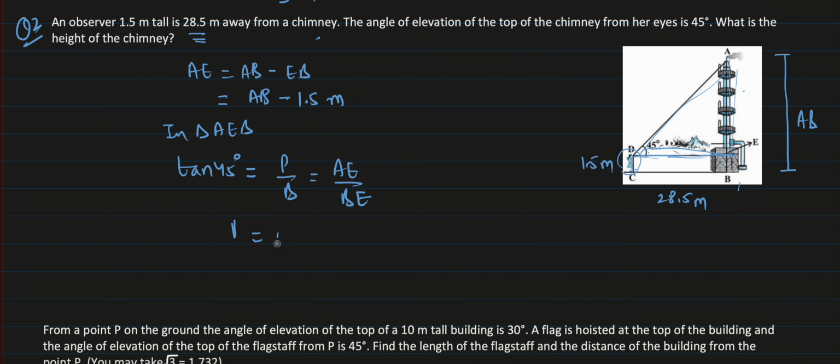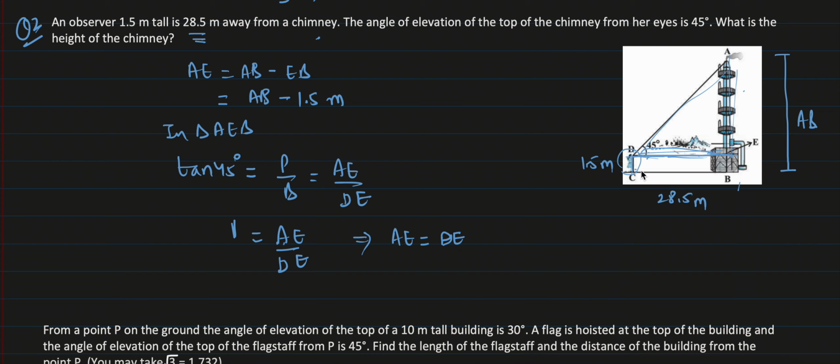So I know tan 45 degrees is equal to perpendicular by base, which is AE by DE. Tan 45 is 1. So from this, what do I have? That AE equals DE. This point is D. Okay, let me just erase this. Over here it is DE. So AE comes out to be equal to this DE. Now both are equal. AE equals DE.